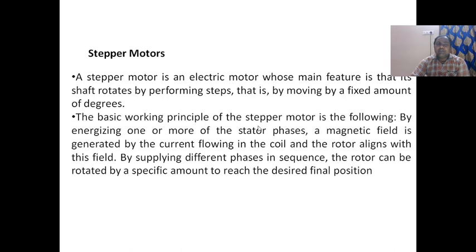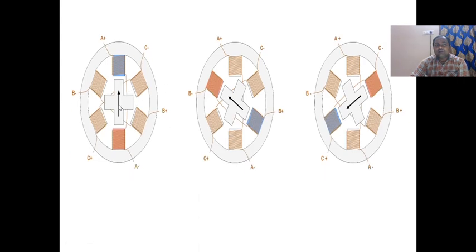The basic working principle of a stepper motor is the following. By energizing one or more of the stator phases, a magnetic field is generated by the current flowing in the coil and the rotor aligns with this field. By supplying different phases in sequence, the rotor can be rotated by a specific amount to reach the desired final position. Please observe the shaft arrow mark, which rotates by an angle, and then again rotates by an angle, and then moves on. Please see.